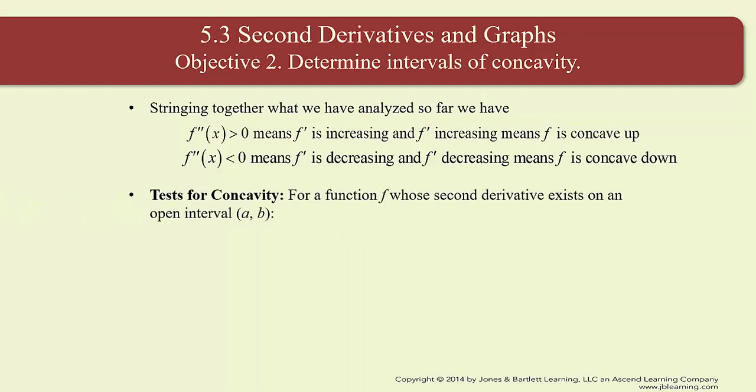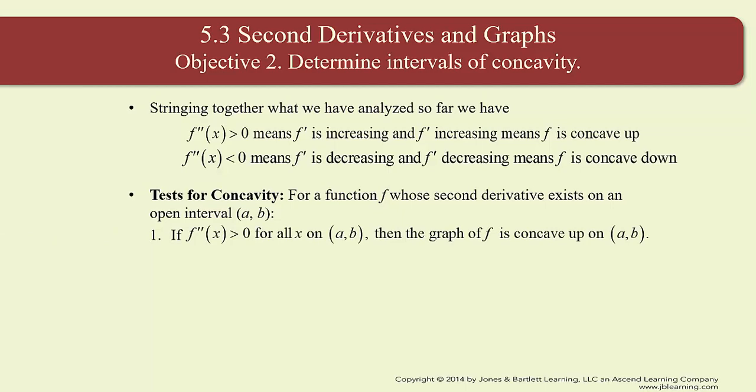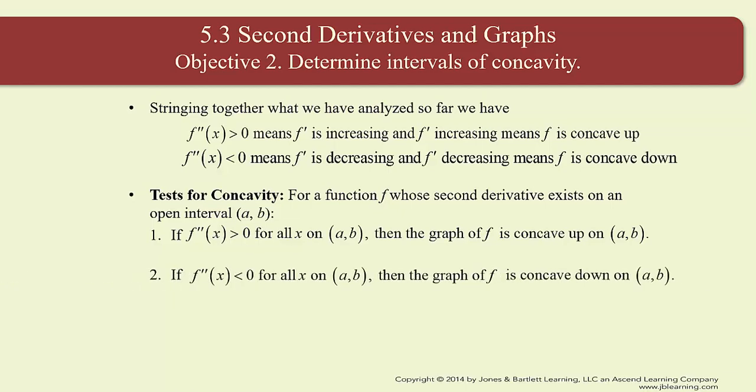And that gives us the test for concavity. For a function f that has a second derivative on interval (a, b), if the second derivative is greater than 0, if the second derivative is positive, then the graph of the function is concave up. Notice how we're condensing down the first string at the top of this slide. If the second derivative is negative, then the graph of the function is concave down.